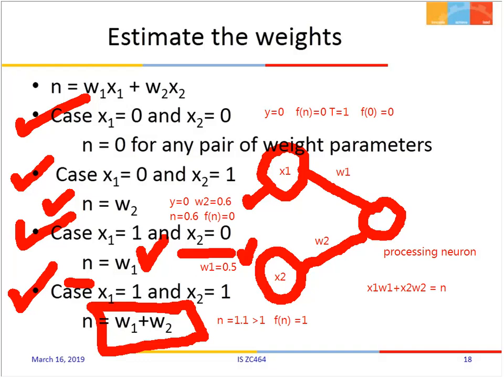I'm taking W2 as 0.4, and you can understand, as far as case 1 and case 2 are concerned, we are still able to get f of n as 0, because n is 0.4, which is less than 1, the threshold. That means this is the predicted output. F of n is actually the predicted output.